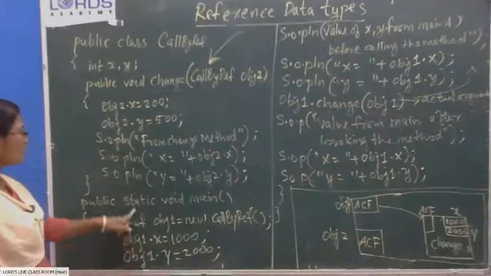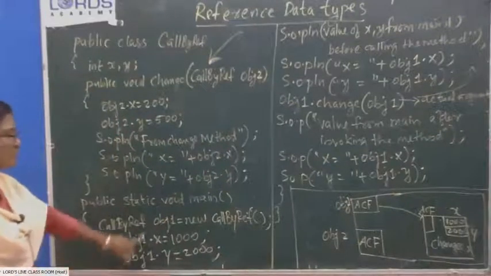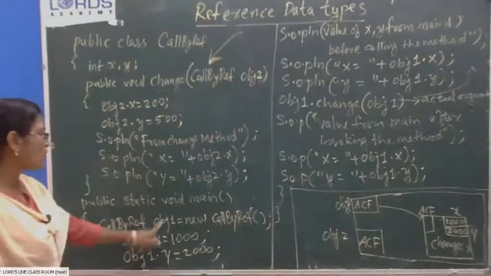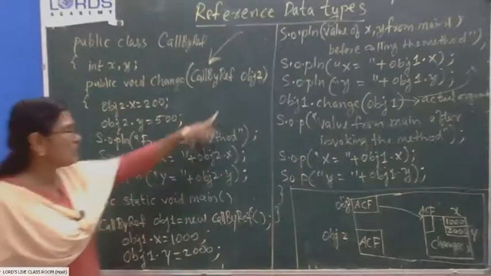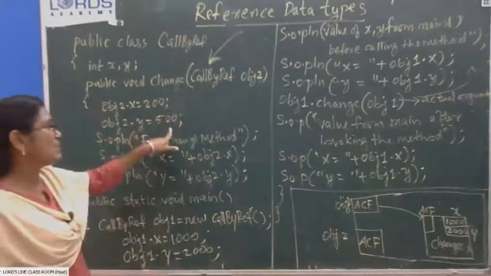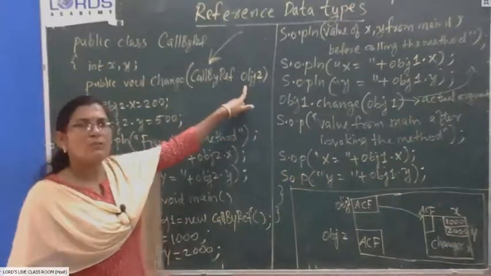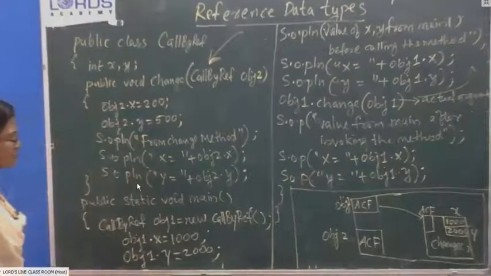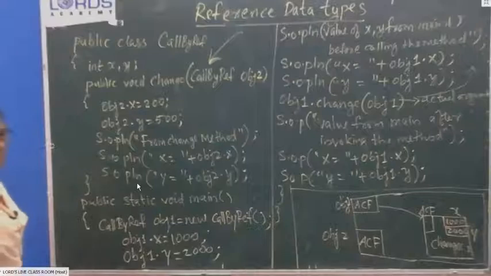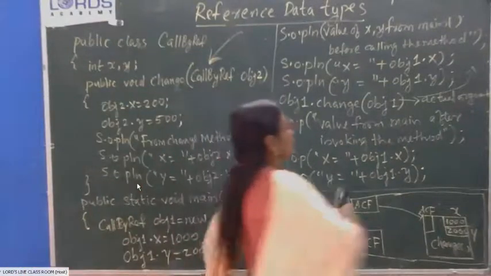obj1 is local to the main method. obj1 is declared in the main method. It is local to the main method. obj2 is local to the change method. Only the change method knows about obj2.